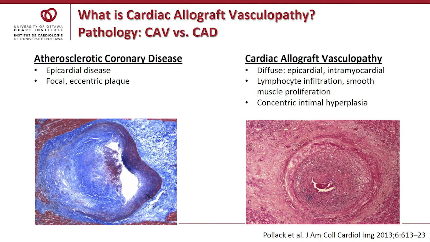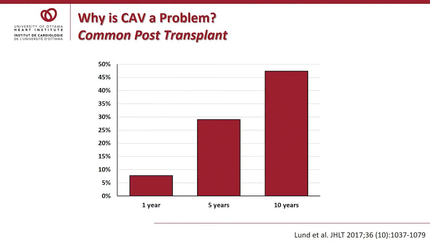And another important difference between these two pathologies is the speed at which disease progresses. And the group at Cedars has done some work on this and shown that if you look at percentage plaque volume increase in a transplant patient, this is around about 3% per year as compared to 1% per year in a non-transplant patient. CAV is an important problem because it's very common.